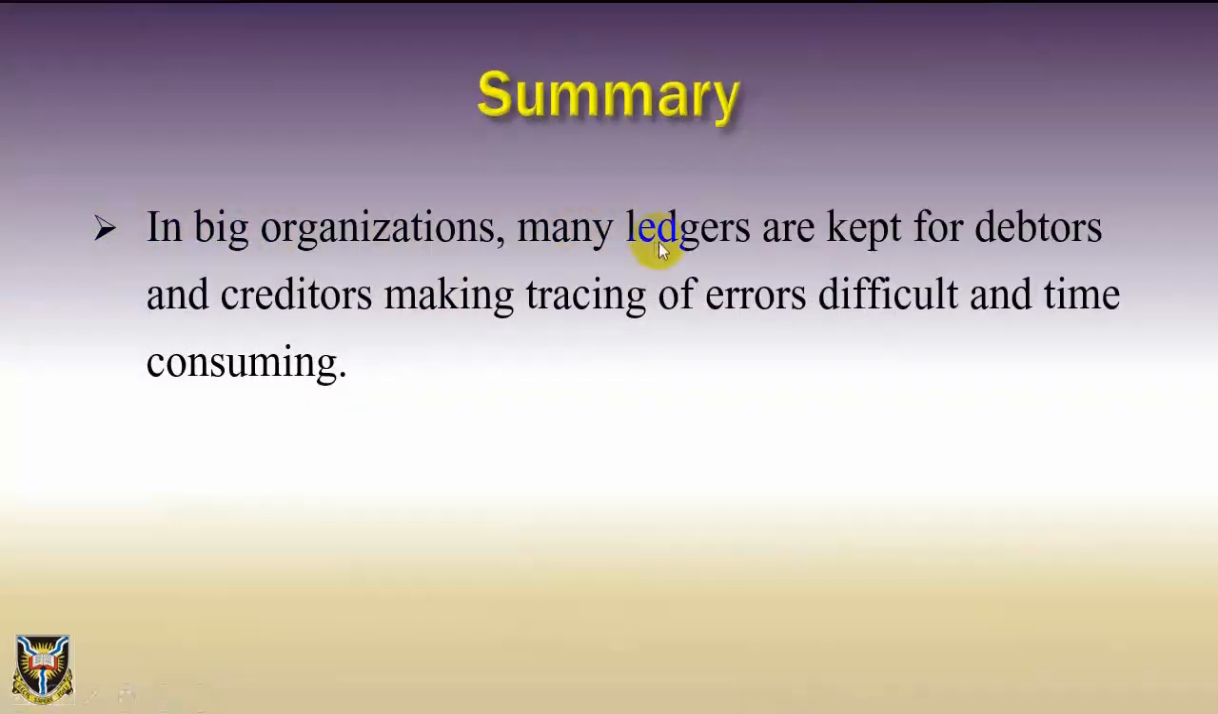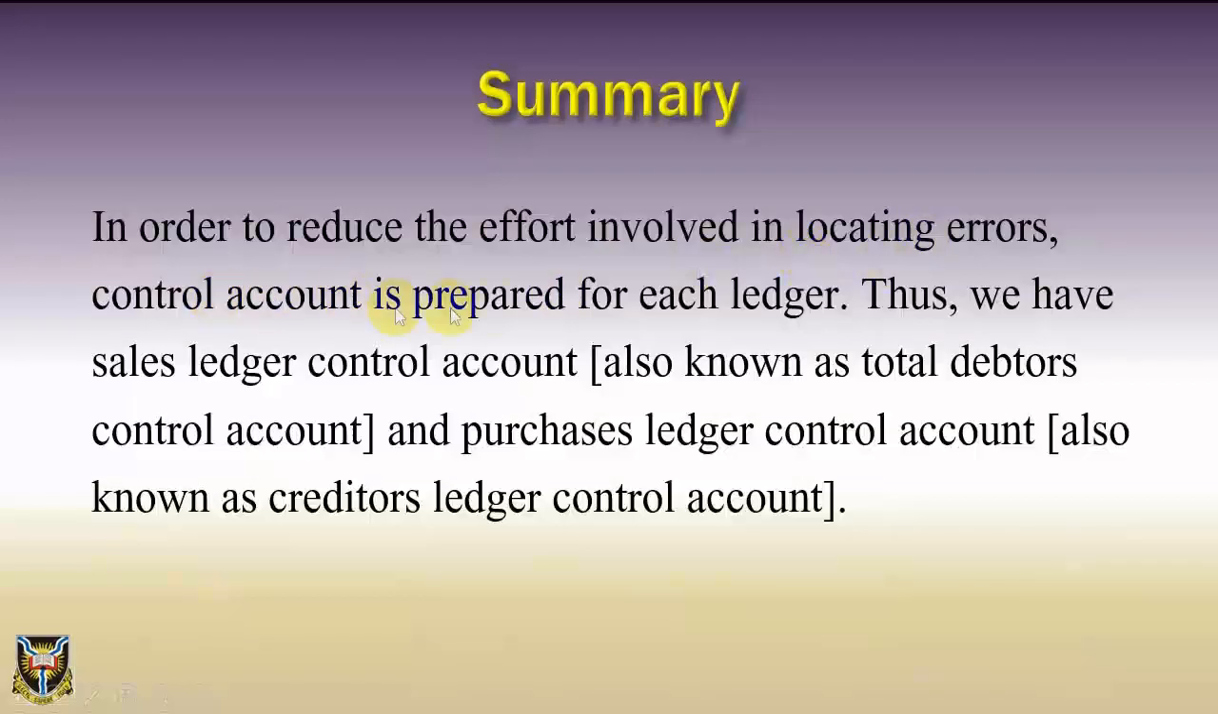Summary. In big organizations, many ledgers are kept for debtors and creditors, making tracing of errors difficult and time-consuming. In order to reduce the effort involved in locating errors, control account is prepared for each ledger. Thus, we have sales ledger control account, also known as total debtors control account, and purchases ledger control account, also known as creditors ledger control account. Other uses of control account include check on the accuracy of balances of the ledgers, control over fraud, easy calculation of the total debtors and creditors, ascertainment of missing figures, etc.